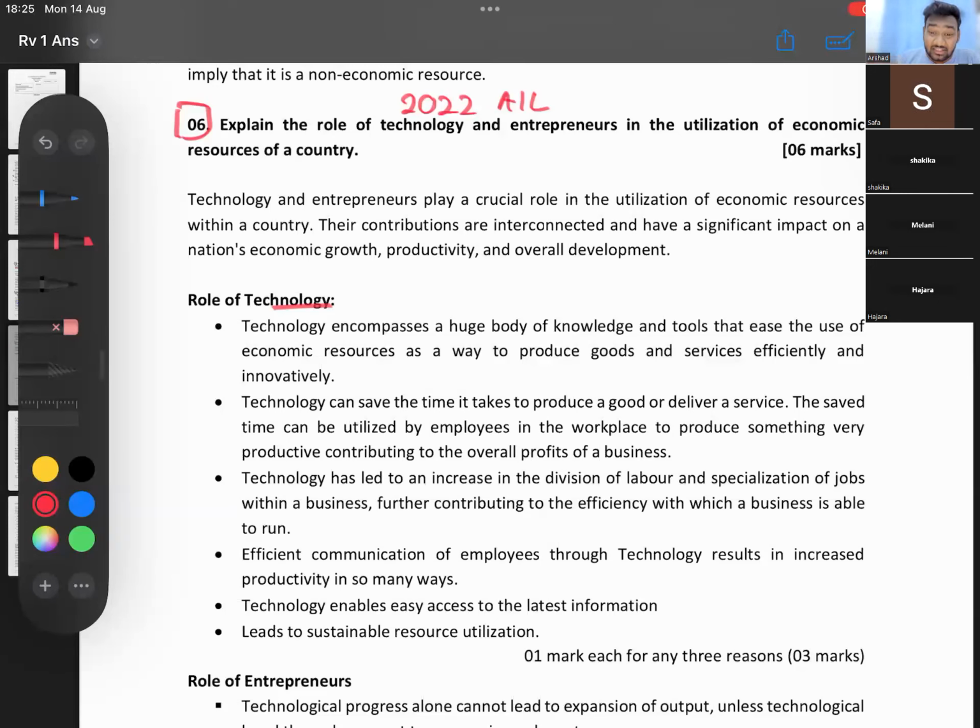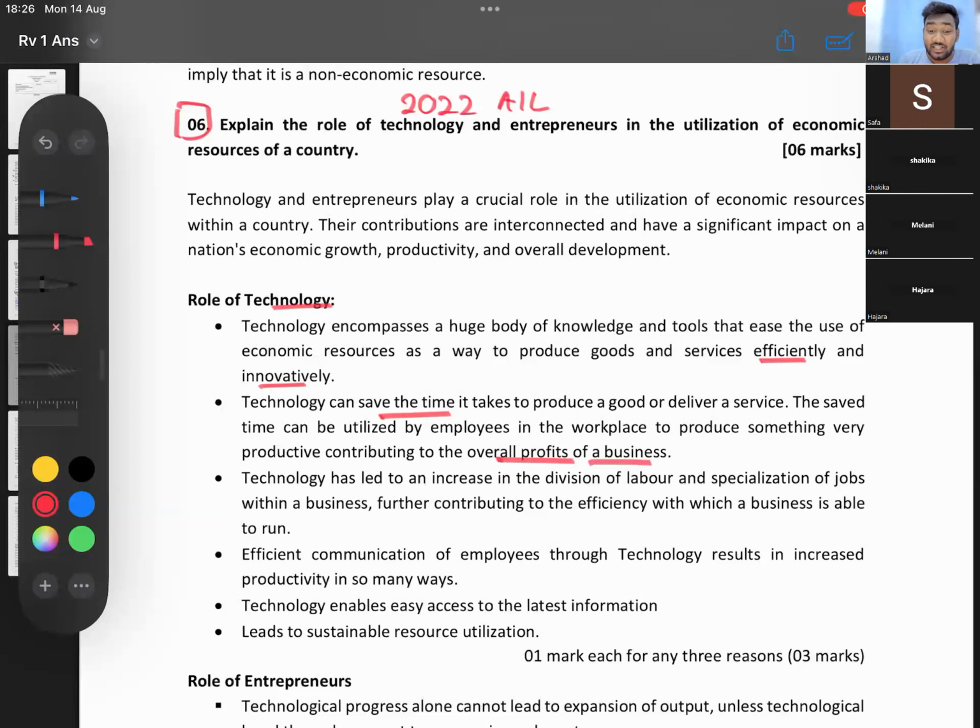So because of technology, what has happened now? Now you can produce goods and services efficiently and innovatively. Then also what has happened, guys? Technology will save a lot of time. It will save a lot of time means your resources can be used productively for something else also. Saves a lot of time means you can increase your overall profit because now you can produce more and more. Earlier, if you could produce only 10 units a day, but now because of technology, you can produce, let's say, 50 units a day, right?